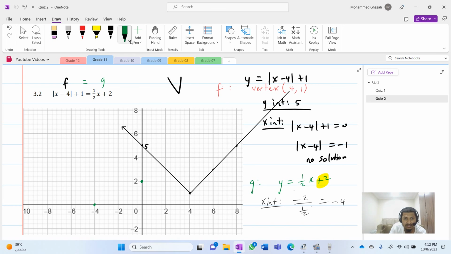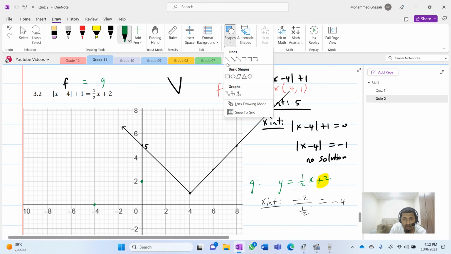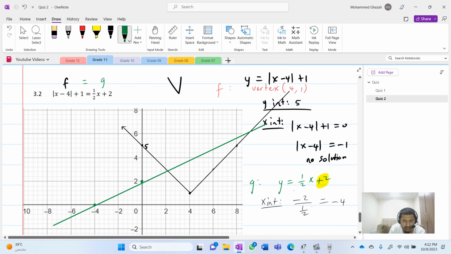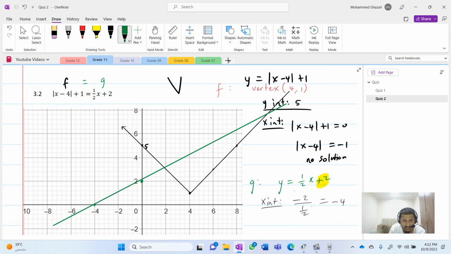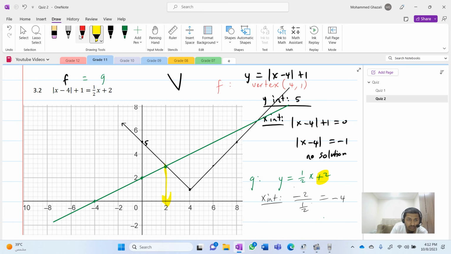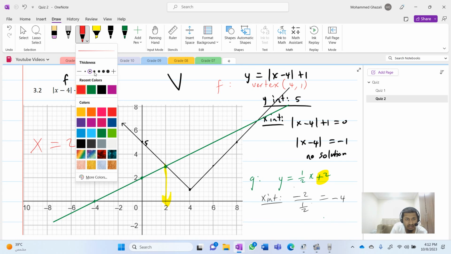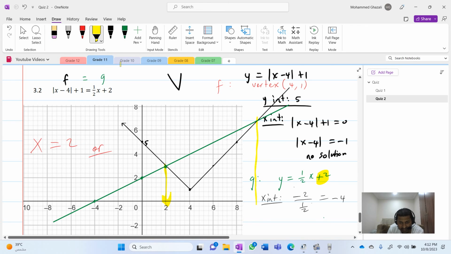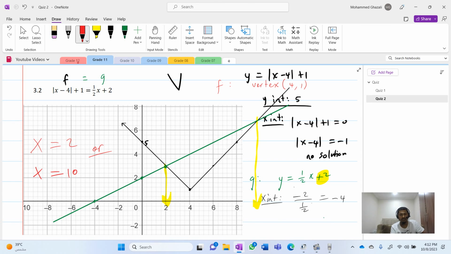Now sketching this graph, we should get something like this. So we can see there are 2 points of intersection. One point of intersection is here, which is at 2. So the answer for x is equal to 2, or the second one is happening somewhere around here. After 8, it looks like it's happening at 10. If you drop a vertical down, x is equal to 10. So these are my two solutions using graphs.